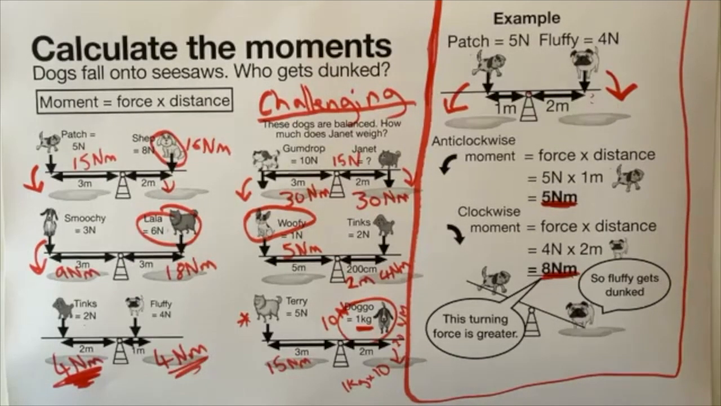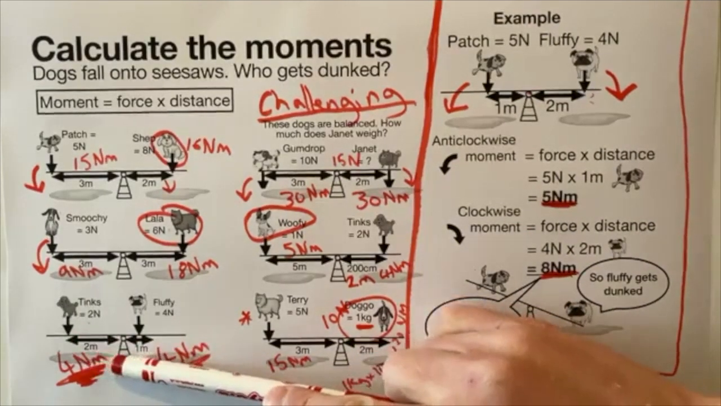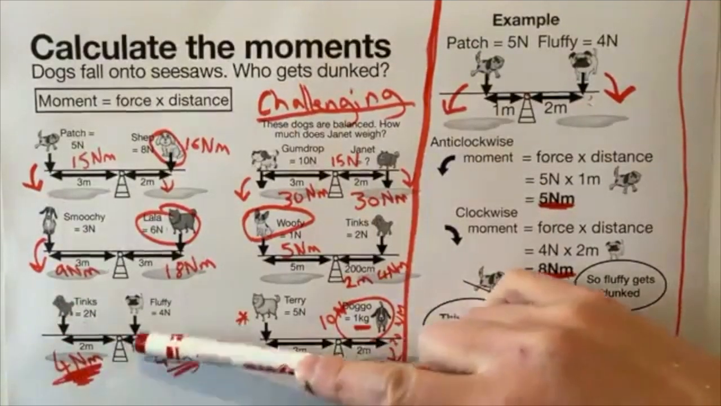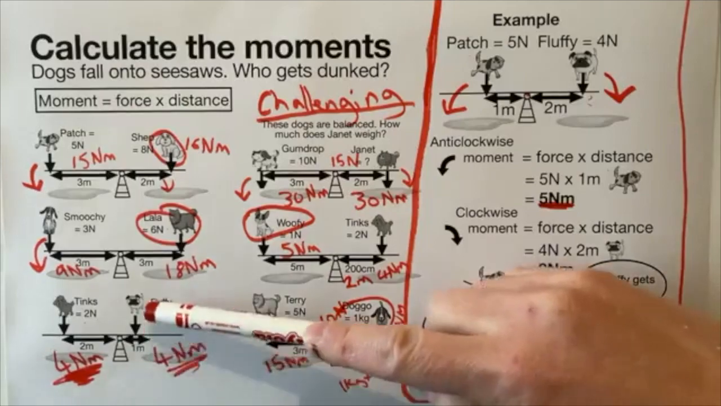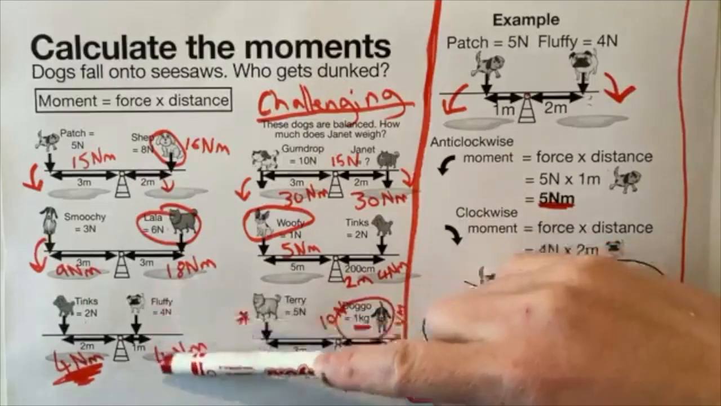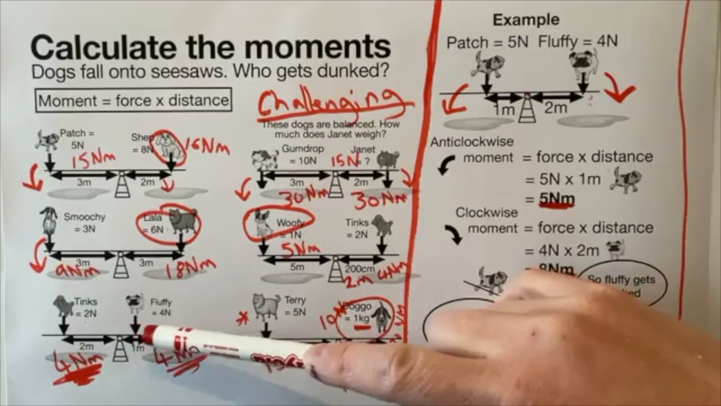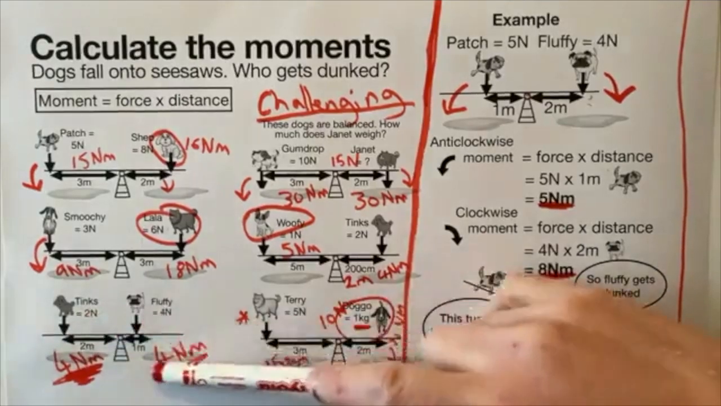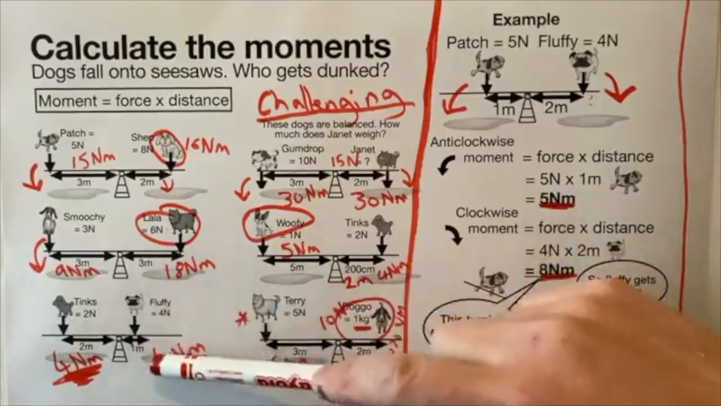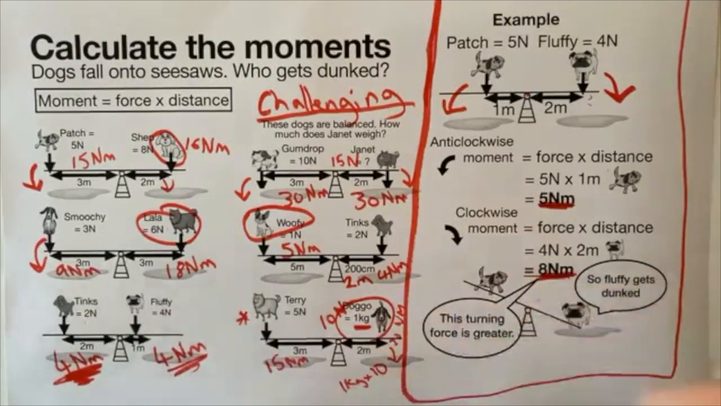I'm exhausted. Looking up and seeing the comment, I mean Woofy: could I explain Tinks and Fluffy again? Oh yes. Tinks and Fluffy. These guys are totally balanced here because 2 times 2 is 4 newton meters pushing on this side, but 4 times 1 is also 4 newton meters pushing down on this side. So they're pushing down clockwise and anti-clockwise the same amount, so the seesaw's balanced. If you were Newton, you'd say that the moments on the seesaw are equal and opposite. It's turning the same amount that side as it is that side.